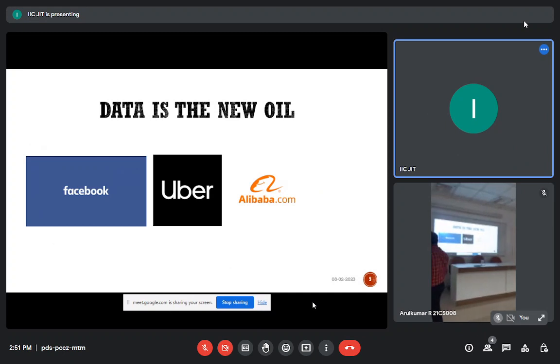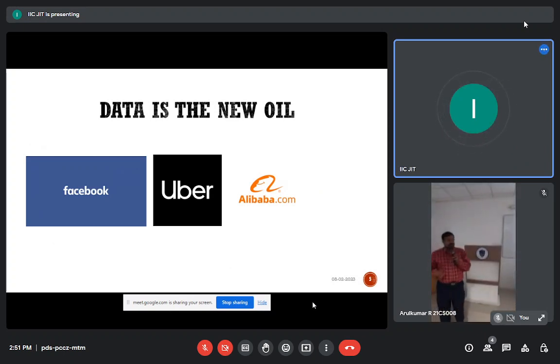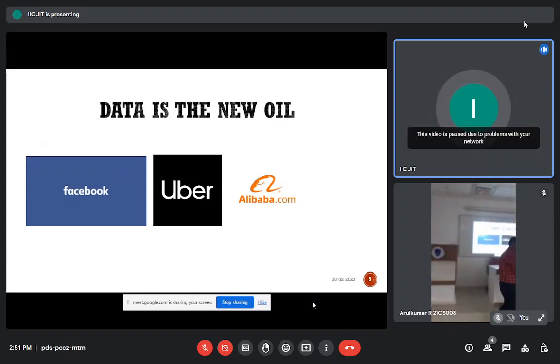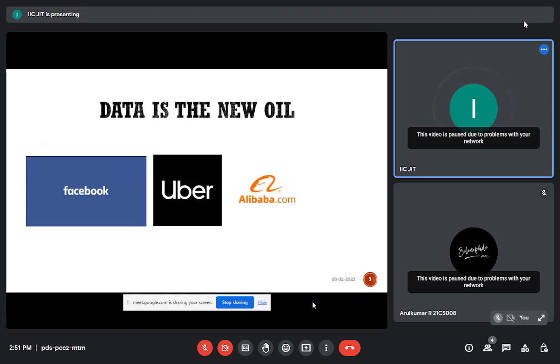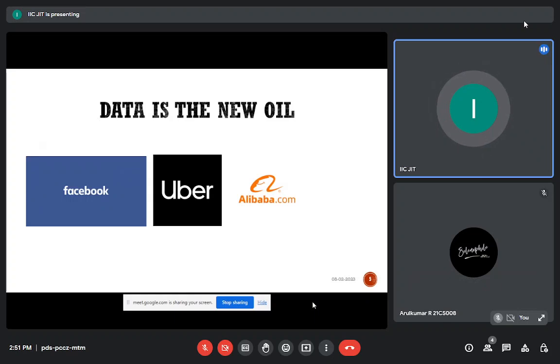Data is the new oil. 100 years back, people were flocking to the cities where oil was there. Many of you probably don't know, 100 or 150 years back, California was a desert bordering the Mexican country. Mexico and US were always at war, and California was a dirty desert. Nobody wanted to go there. That was 150 years back.